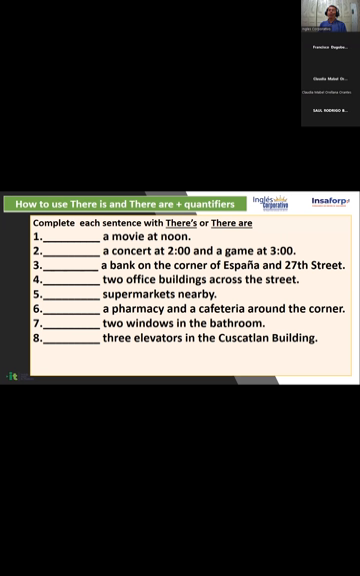Right. Now, listen. What are you going to do? All these sentences are affirmative. The only thing you have to say is singular or plural. If it is singular, you can say there is, or you can say there's, no problem. If it is plural, you say there are, right? There are. Okay, so you can find the screenshot in the chat, right?